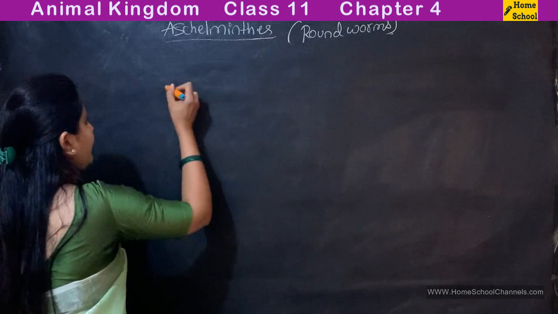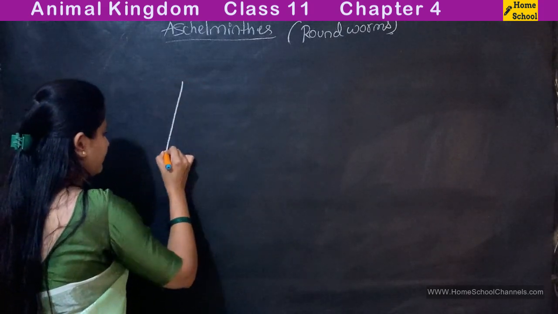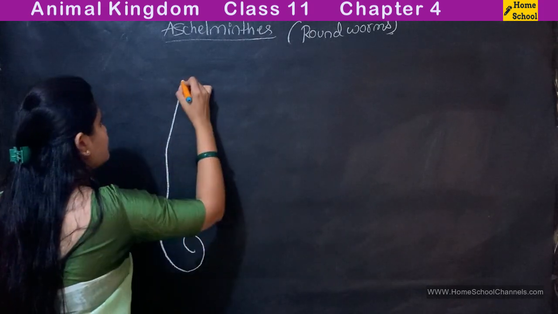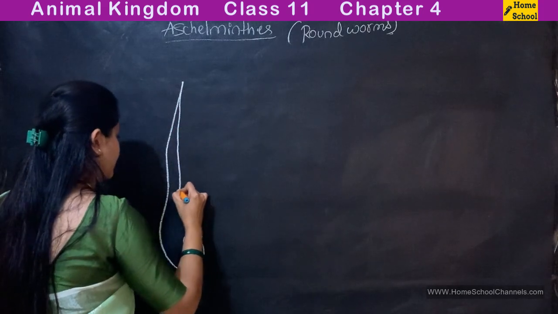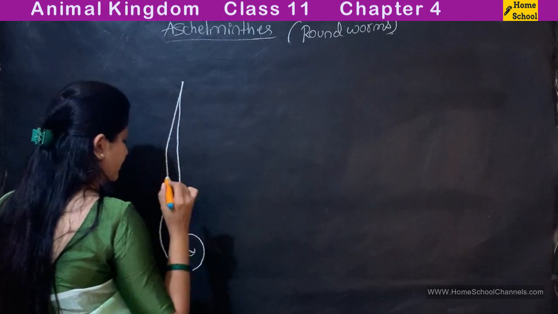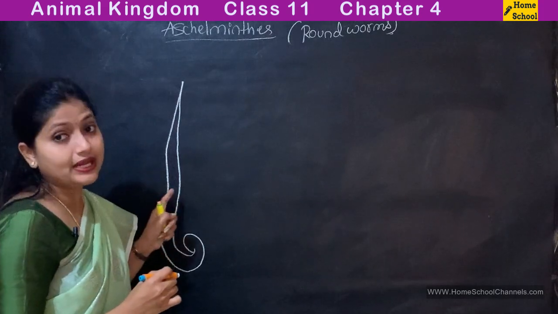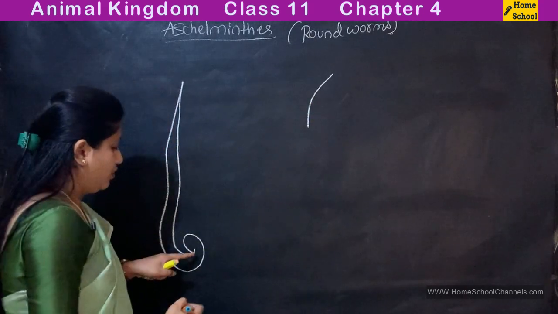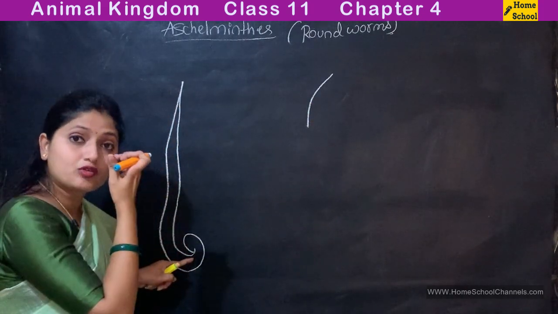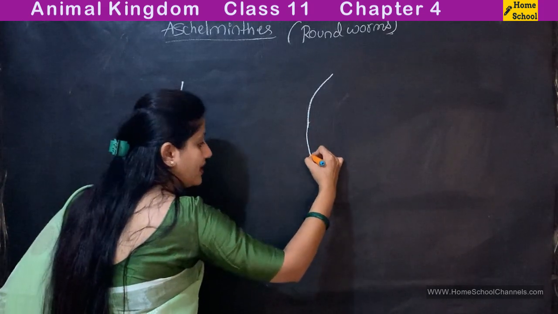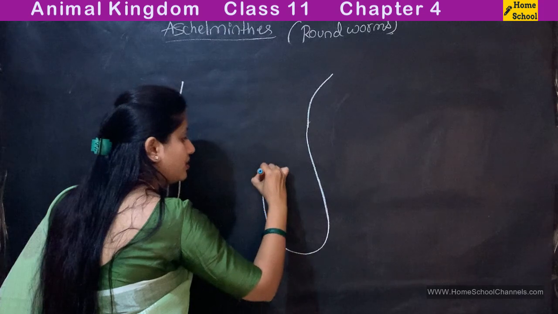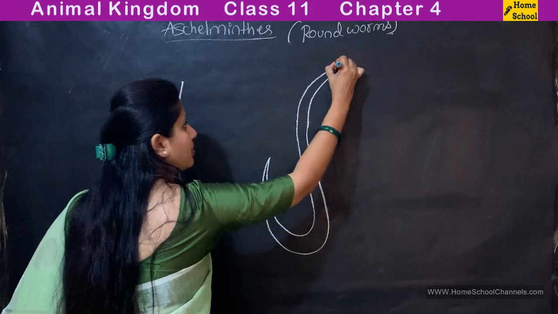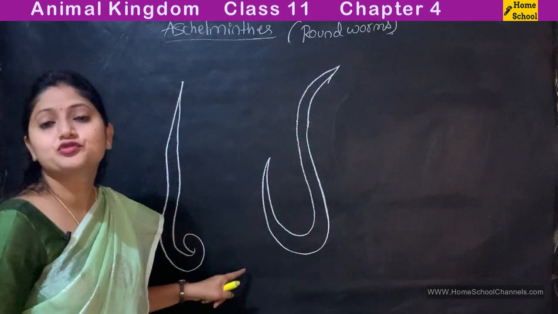So a male member has a coiled structure. Okay, so this is a male member, and if you see a female member, what you have to observe here is that the male has a coiled ending, whereas a female member doesn't have this coil. It doesn't have this coiling here.